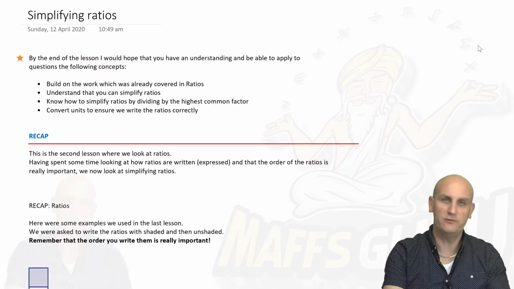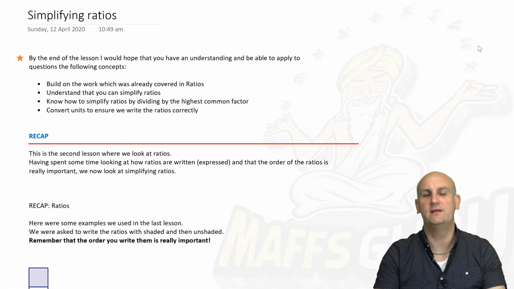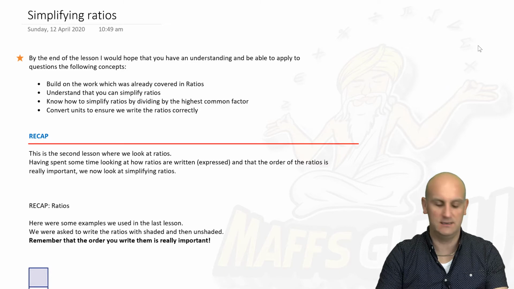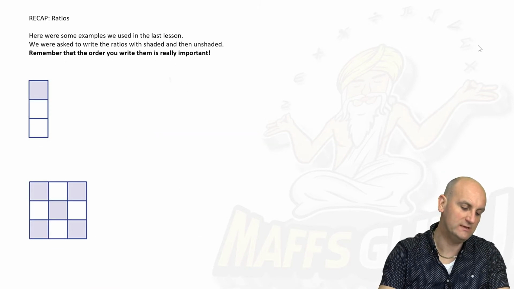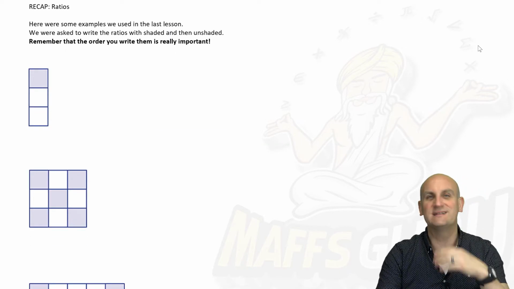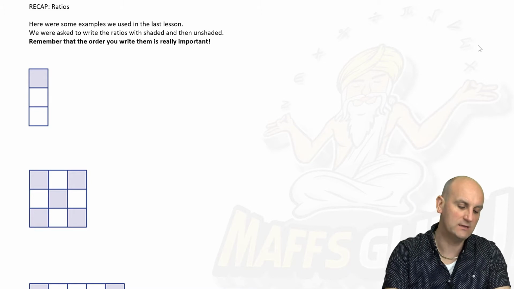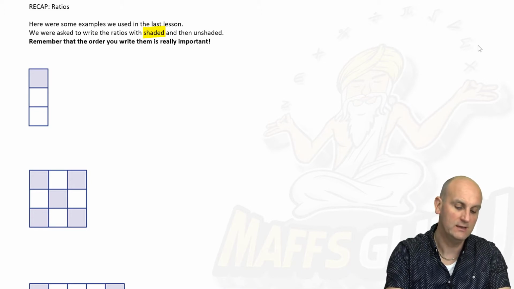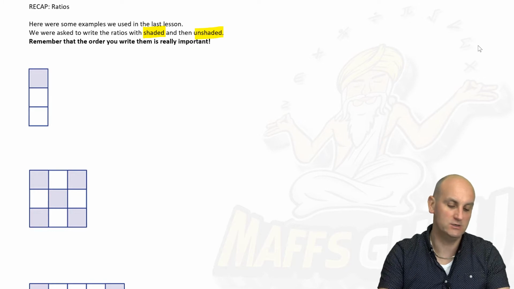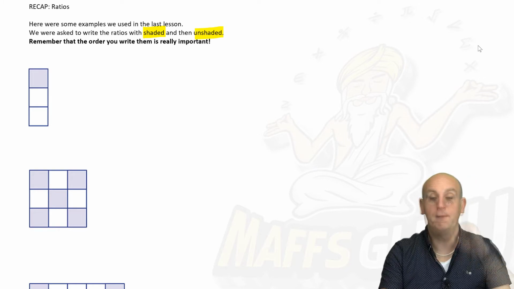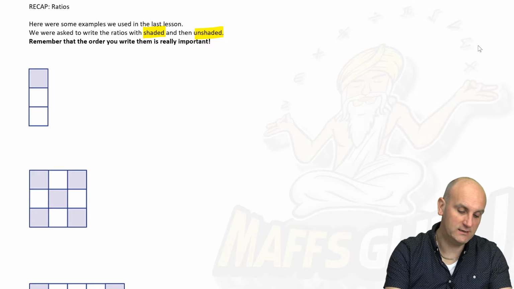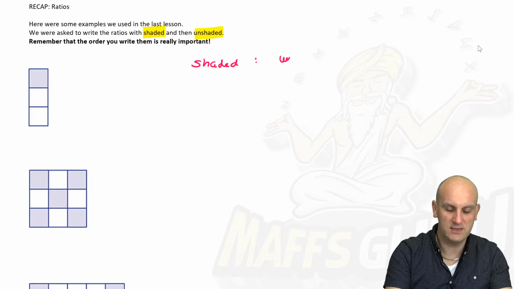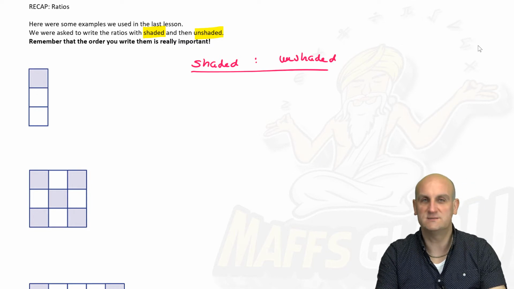All right, so simplifying ratios. We are continuing with what we did in our last lesson. Let's recap, because recap's really important. We had some worked examples and we decided the order in which we wrote ratios was really important. So in this situation, we wanted shaded followed by unshaded. We just wanted to count how many shaded there were and how many unshaded there were. So I'm gonna write shaded and unshaded, and this one title is gonna apply for all of the questions below.